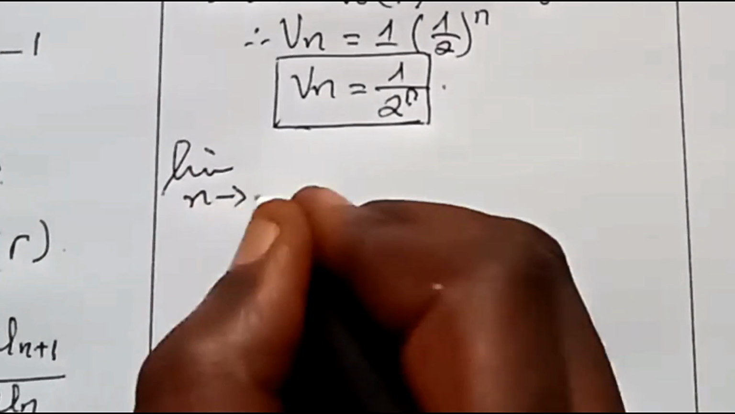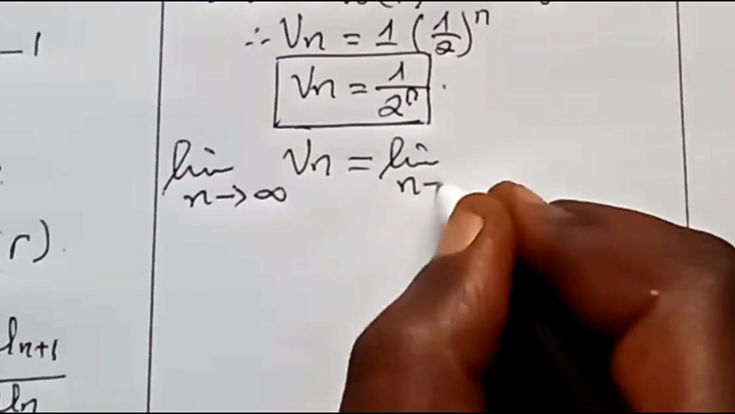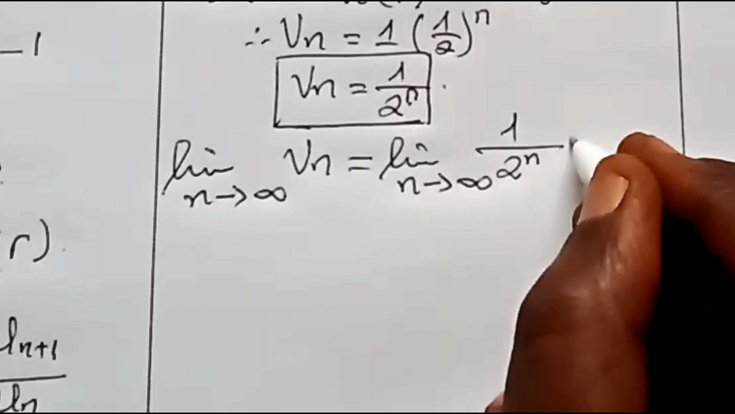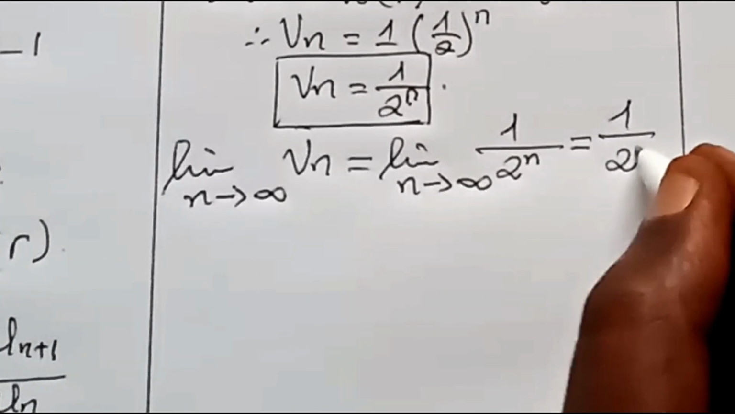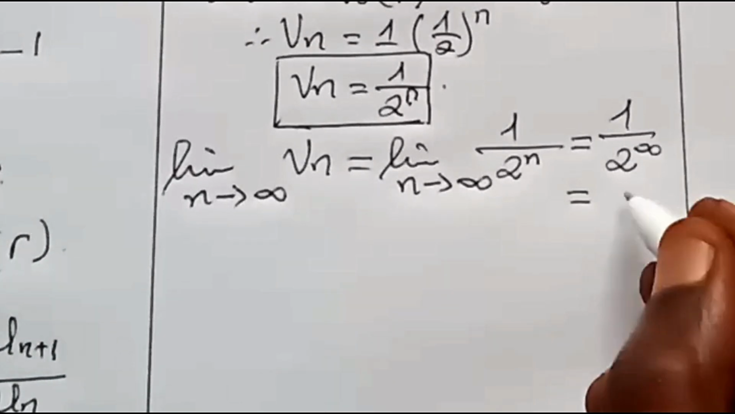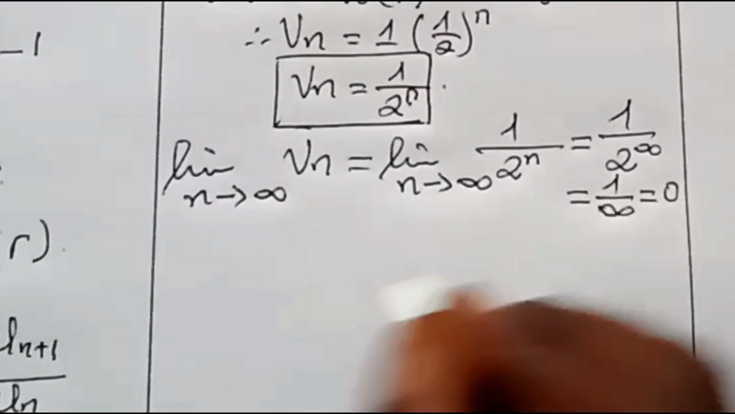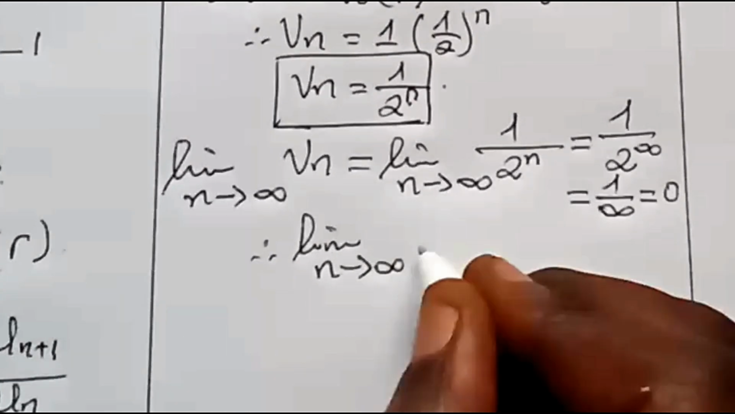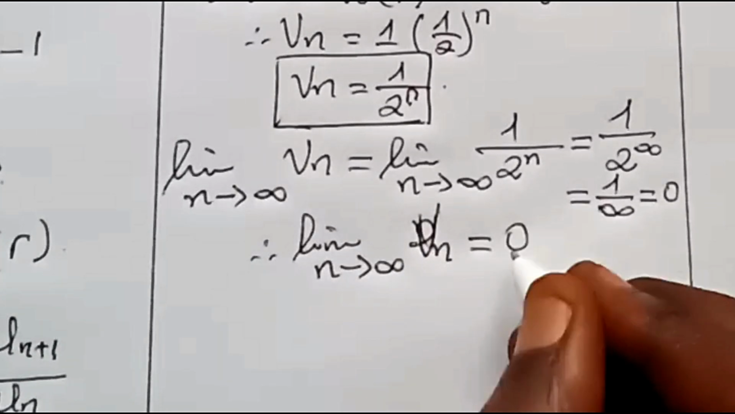We are then asked to find the limit as n tends to infinity of Vn, which is simply the limit as n tends to infinity of 1 all over 2 to the n. And a direct substitution of infinity gives 1 all over 2 to the infinity. 2 to the infinity is a very large number given the notion of infinity. And so we have 1 all over infinity, which is 0. Therefore, the limit as n tends to infinity of Vn, as the question has asked, equals 0.